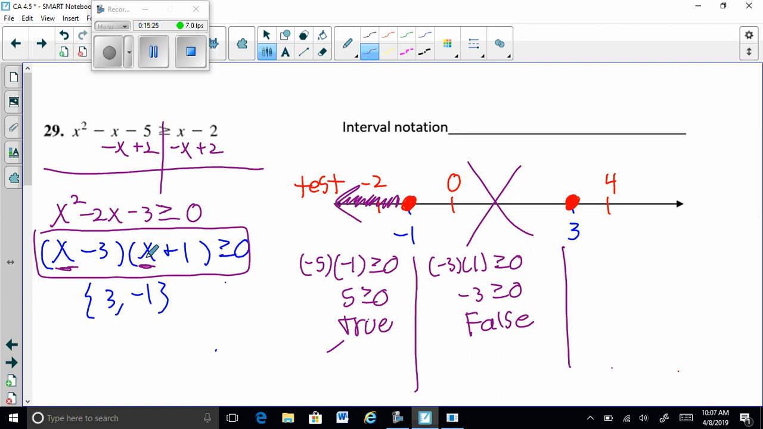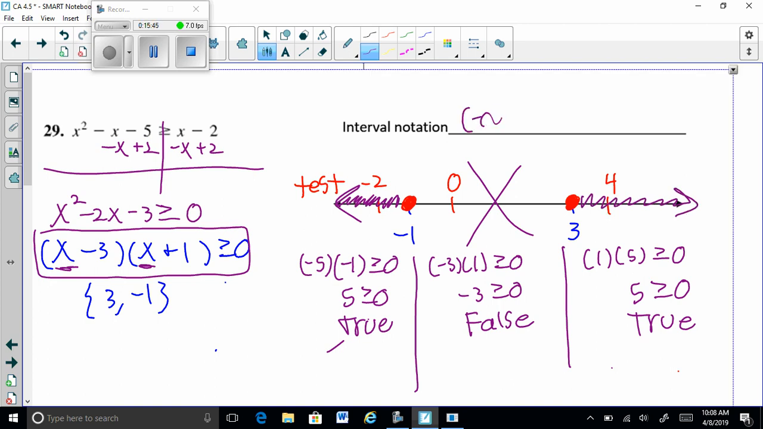So you plug the 4 in. And so you get 1 times 5. Is that greater than or equal to 0? Well, you get 5 that's greater than or equal to 0. That comes back true. Now we'll go ahead and shade here. And so our interval is going to be from -infinity to -1. This time we'll bracket that -1 in. Union. Then here we're going to bracket the 3 in and go to infinity, positive infinity. And there we go.